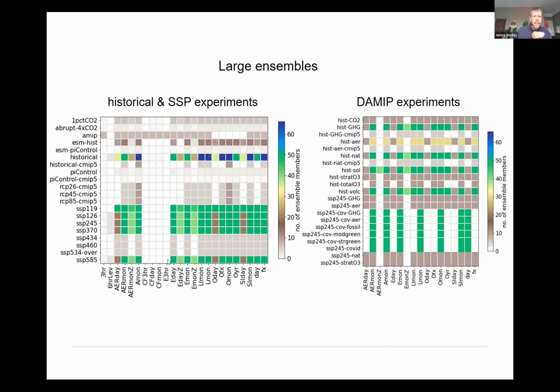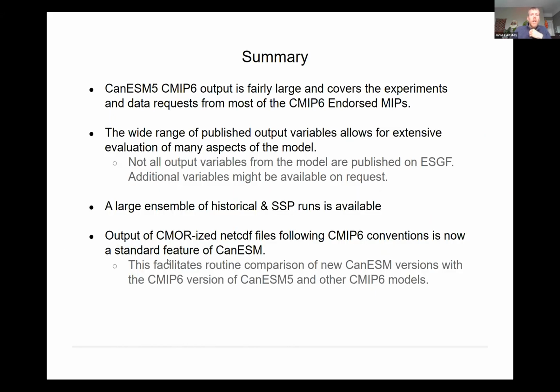So in particular, I'll highlight on the left here, a lot of ensemble members available for historical and most of the SSPs, the future scenarios. Next slide, please. So this is simply to say that the publicly available output on ESGF is quite large, covers a wide range of variables and most of the experiments and data requests from the CMIP6 endorsed MIPs. And so this wide range of published output variables presents the opportunity for extensive model evaluation, as Michael highlighted.